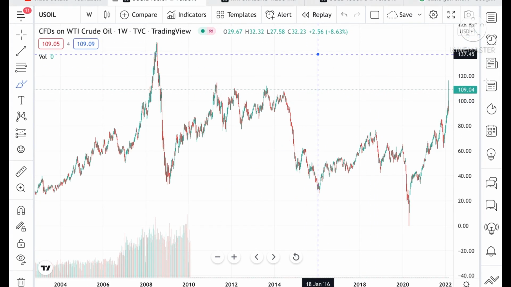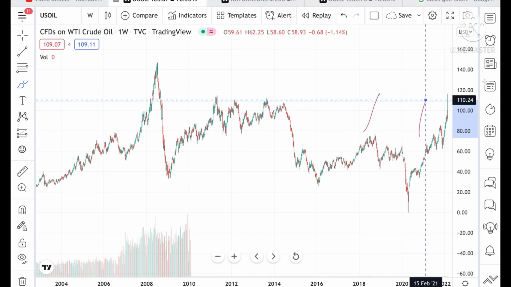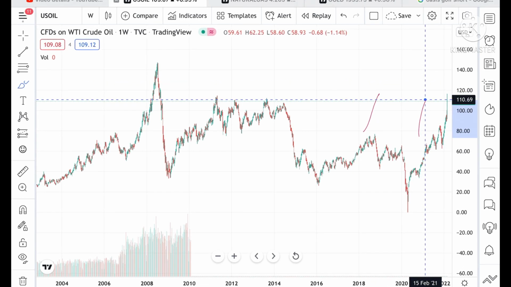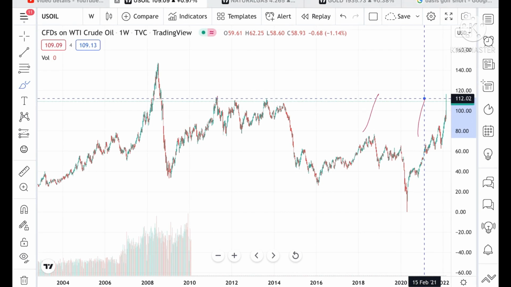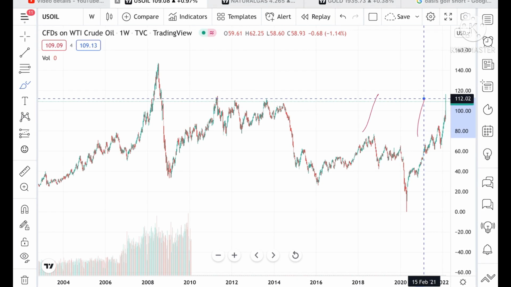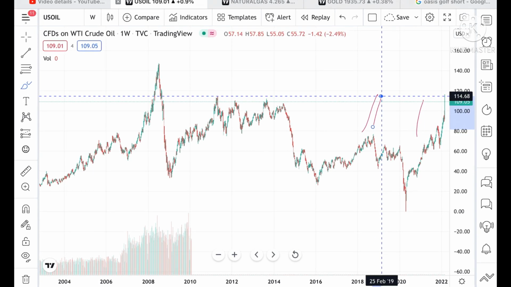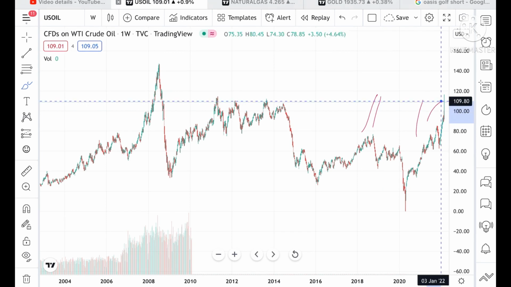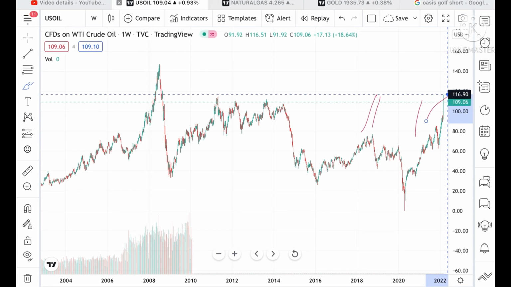Now trading at around 109, suppose the price sustains above this level, then we can see it can go and touch a level of 110.09, 110.69, and from there we can see it can go further upside towards a level of 112.02. And suppose the price sustains above this level, then we can see it can touch a level of 114.68, and if the price sustains above this level, then we can see it can touch a level of 116.90.